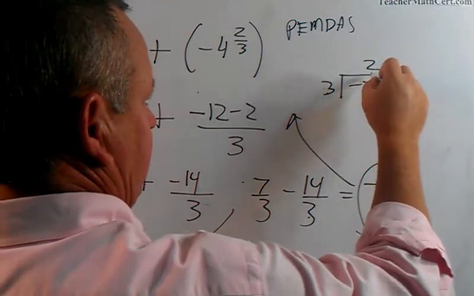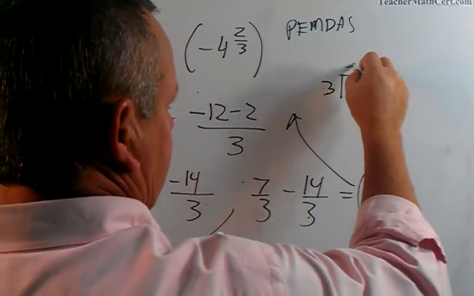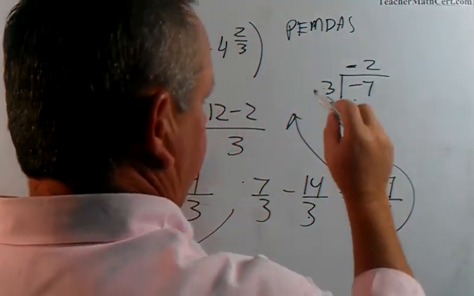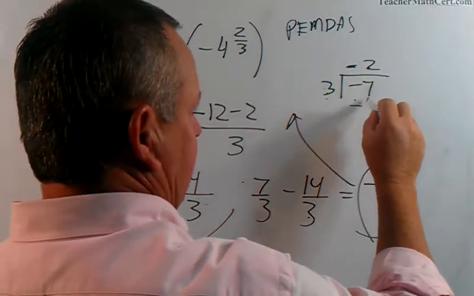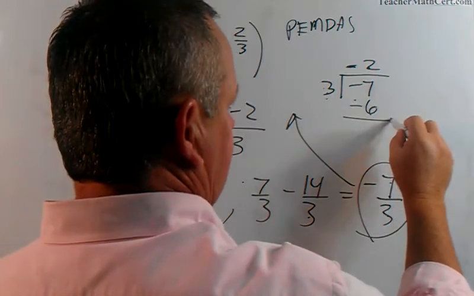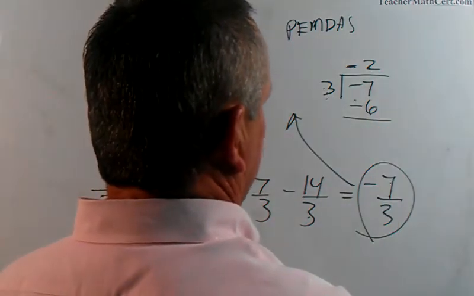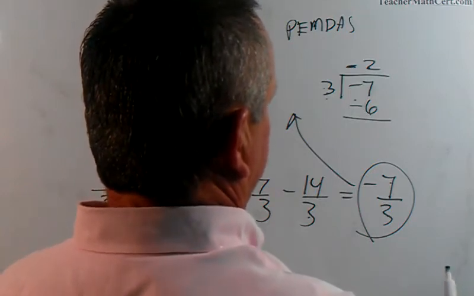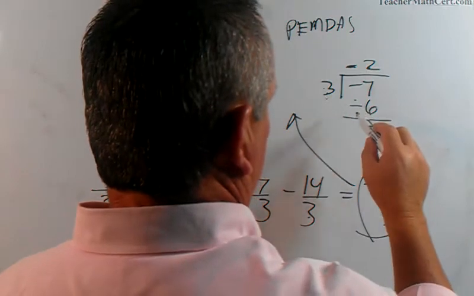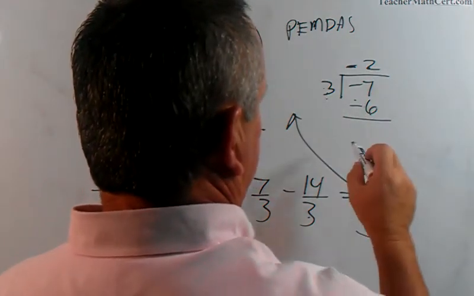3 times 2 is what? 6. I'm sorry, 3 times negative. It's going to be a negative 2. 3 times negative 2 goes into negative 7 what? Negative 6, right? Subtracting. Let's see, did I screw up here? Negative 2, no, we're fine. Yes, I did screw up.